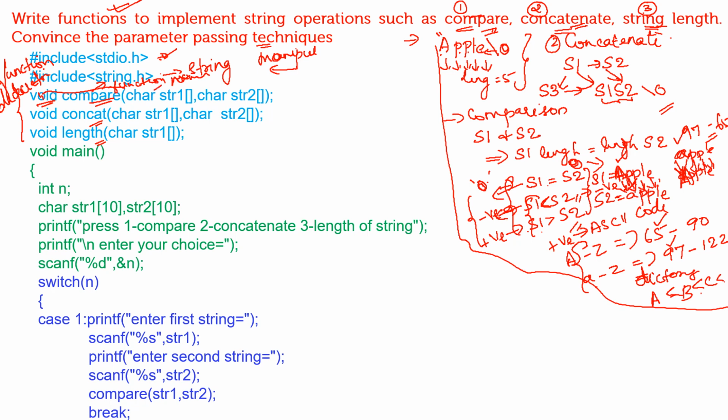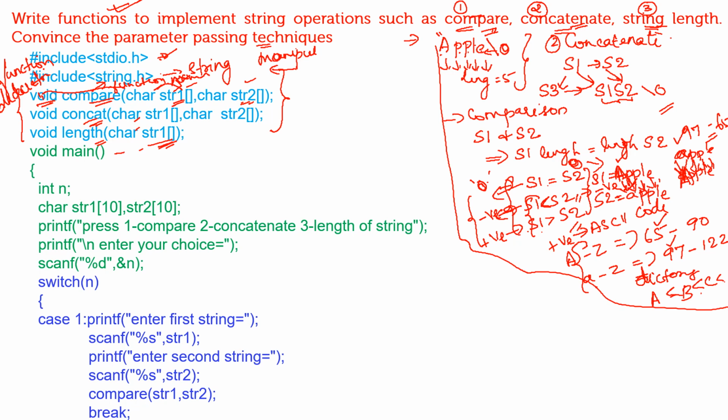What is char? It is nothing but the data type of the variable. So this will be your variable 1, then this will be your variable 2, right? So void compare, char string1, comma, char string2. You have two variables because you have to compare two strings, right? Similarly, concatenation also needs two variables. For length, you want only one string, which is why here you have only one variable. So this will be your function declaration.